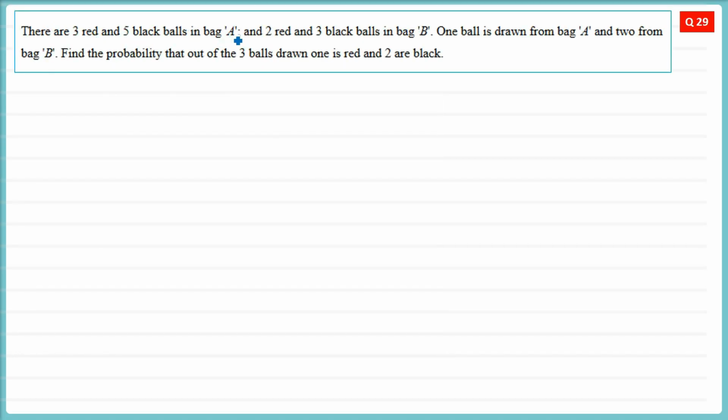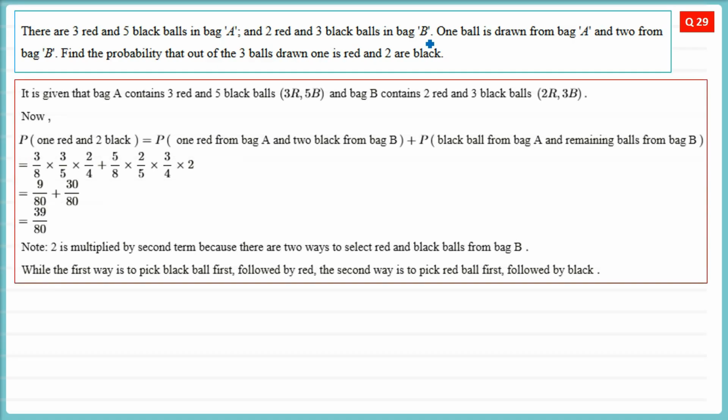There are 3 red and 5 black balls in bag A, 2 red and 3 black balls in bag B. 1 ball is drawn from bag A, 2 from bag B. Find the probability that out of 3 balls being drawn, 1 is red and 2 are black. So these questions we have done already in the previous few questions, and 1 or 2 questions are coming after this also. So I hope that this reference will help you.